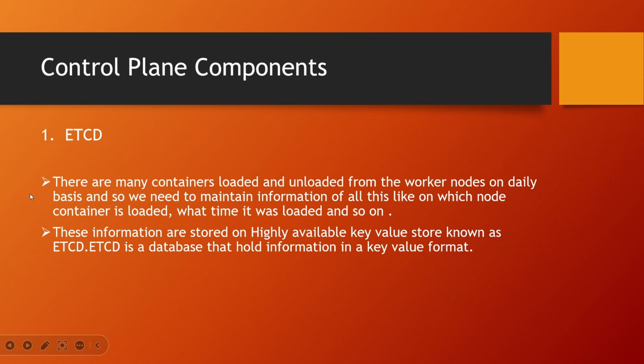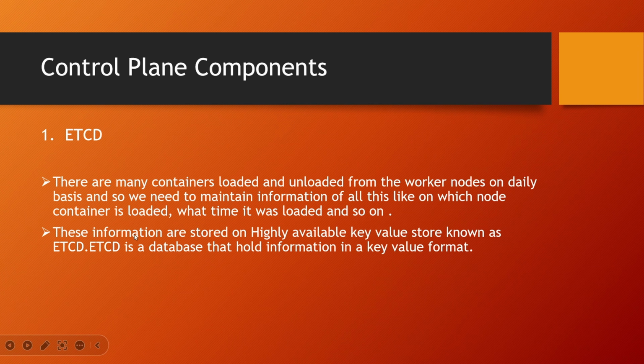So if you are creating a Kubernetes cluster, it has multiple worker nodes. In those multiple worker nodes, multiple containers are being deployed and removed also. Means they are loaded and unloaded from the worker nodes on a daily or hourly basis. Multiple containers are deployed. Then if there is some issue, they are removed from the Kubernetes cluster. So all that information needs to be stored somewhere, right? All that information is stored in the etcd database in the master node of the Kubernetes cluster.